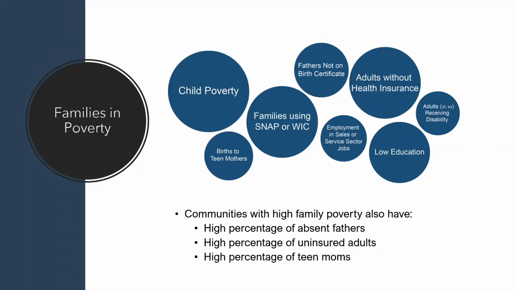It's places with high concentrations of child poverty, places where there is a lot of utilization of SNAP or WIC or other safety net services. There's a lot of adults without health insurance in these communities, low education, and importantly, underemployment. Not unemployment, but underemployment happens in these communities as well. Also, there are a lot of births to teen moms happening in these communities.